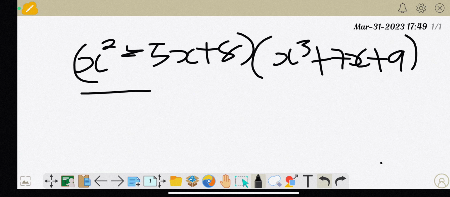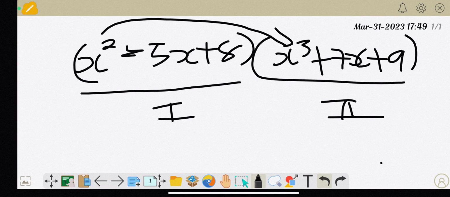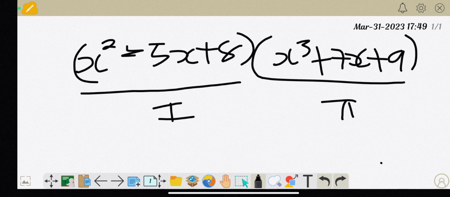So assume this to be your first function, this to be a second function. Then apply product rule: first function into differentiation of second plus second into differentiation of first. So by that method you can solve. And they have said second method. Second method, what you have to do? You have to literally multiply. First you have to expand this bracket, and then you apply differentiation. So even that is also easy.